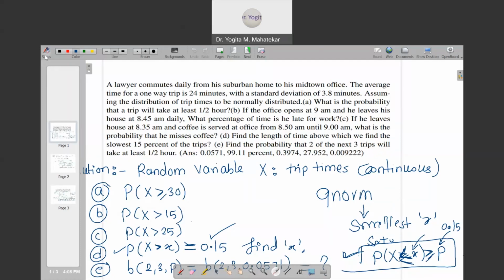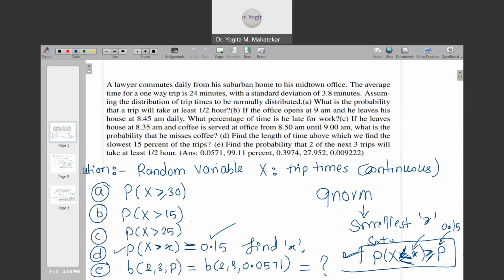So the total number of trials in the binomial experiment is 3. So basically it's a binomial probability 2 comma 3 comma p, where p stands for the probability of success. Now my success is if the trip is taking at least half an hour, I will call it a success. And its probability we have already found in a part of the question, which is 0.0571.